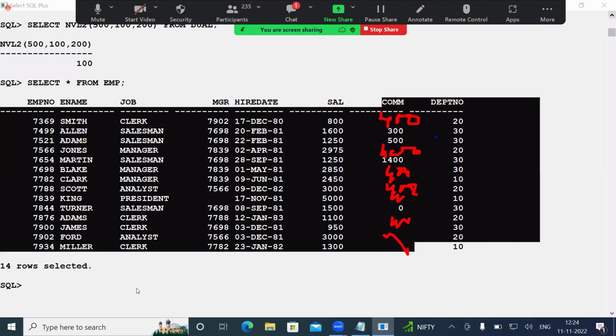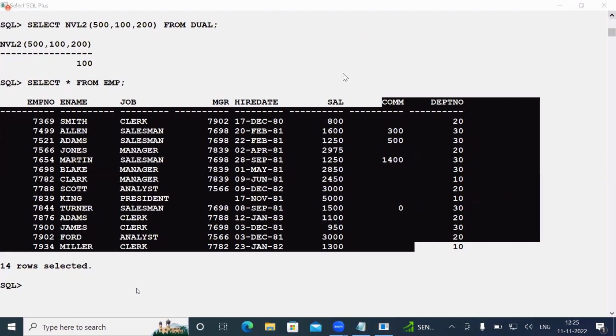400, 400, 400, 400. I want to keep this. And for an employee whose commission is not null, commission plus 400. So 300 plus 400, total 700. 500 plus 400, total 900. 1400 plus 400, final result 1800. 0 plus 400 is 400. So this is my output. Yes or no? My table output will be like this.